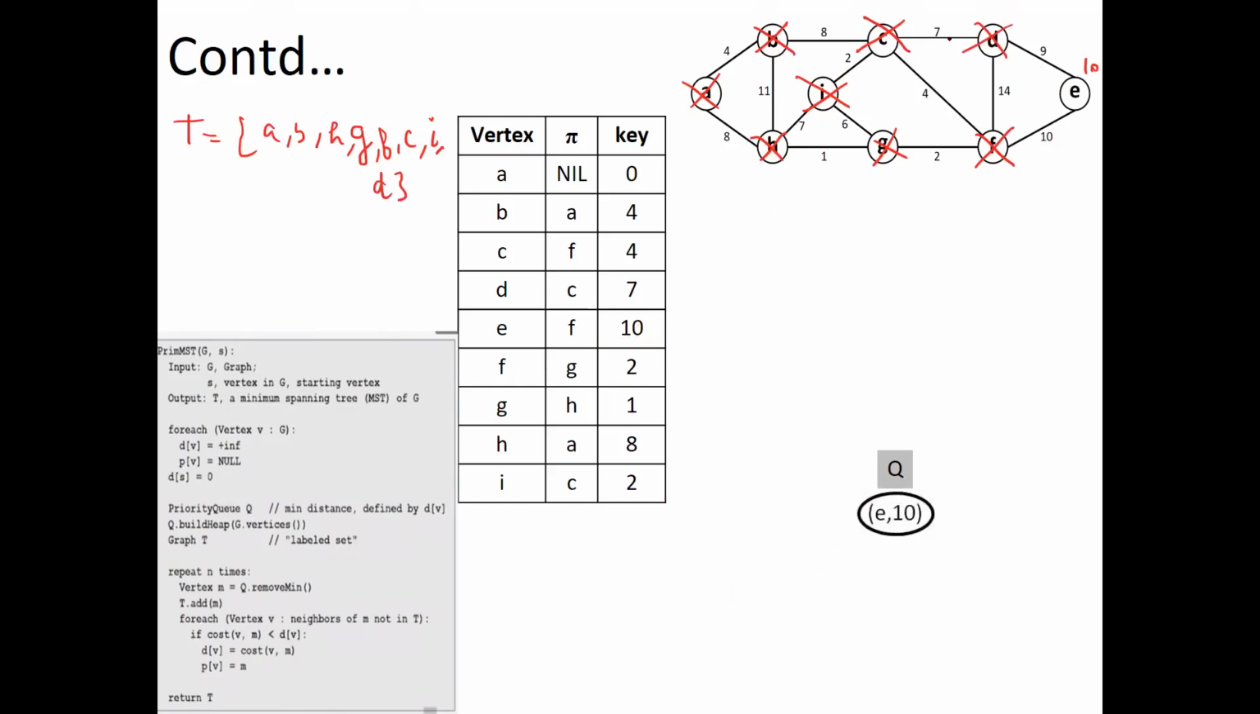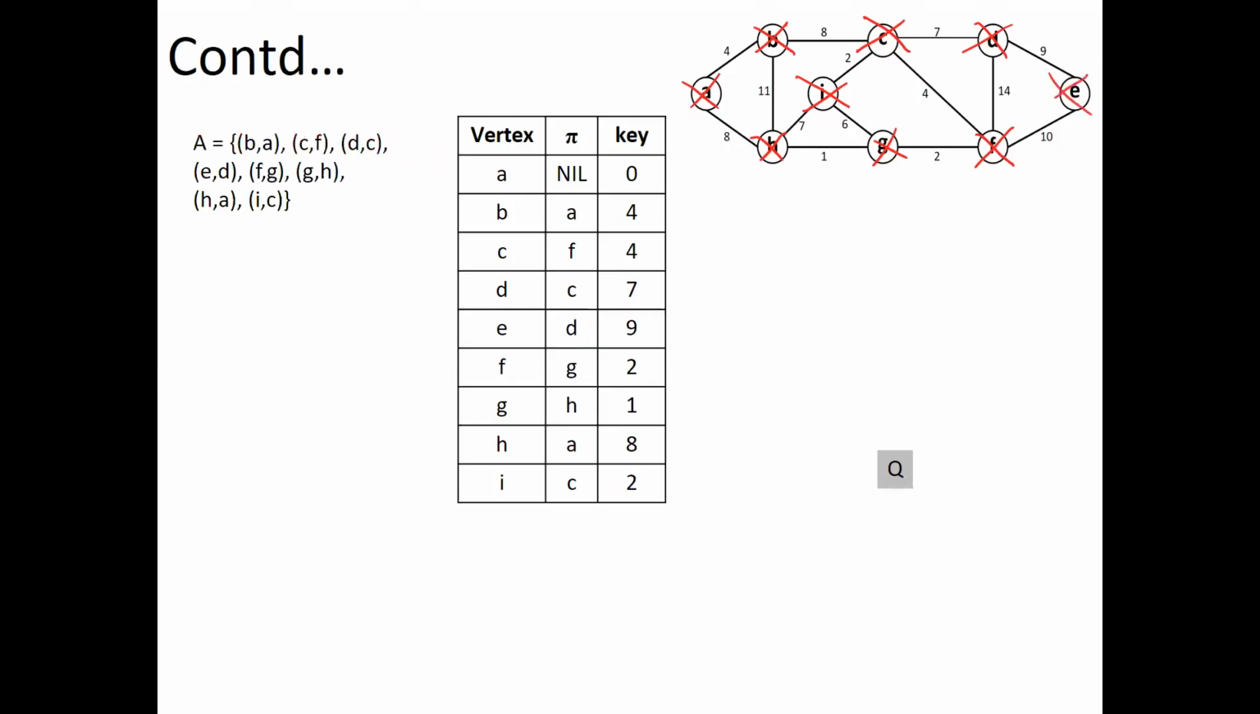Adjacent to D, which are there in the queue, is the element E, 10. This element will be replaced by the value 9, and the predecessor of this will be equal to D. This will be exchanged like this. So the last element to be removed is E. Nothing is left in the priority queue now. This is the final answer.